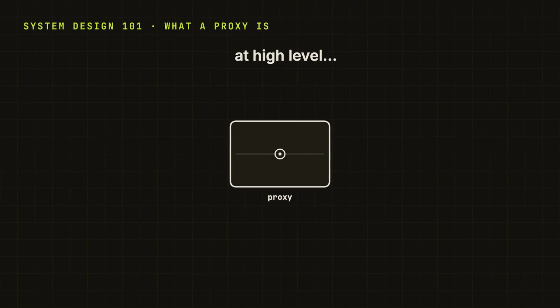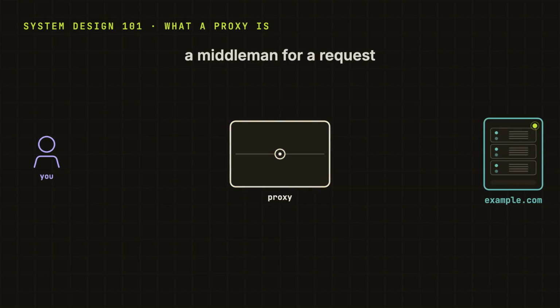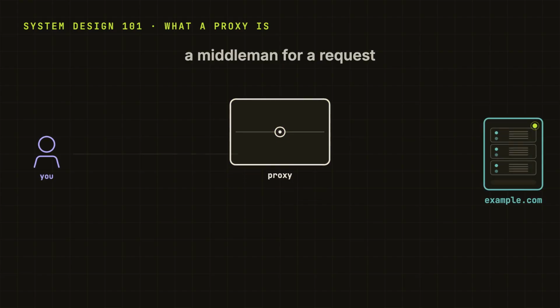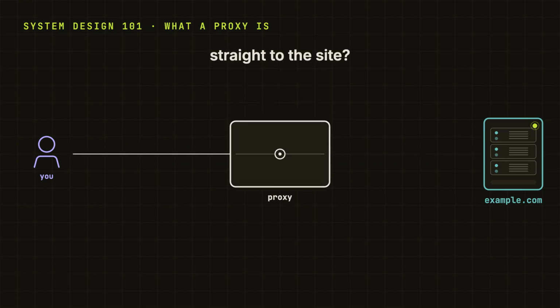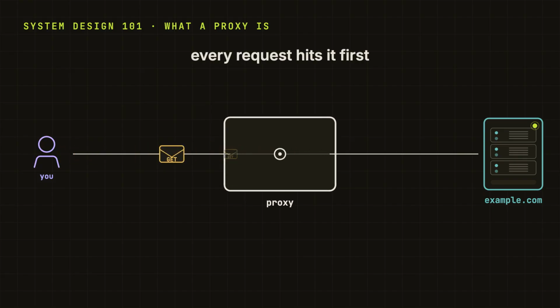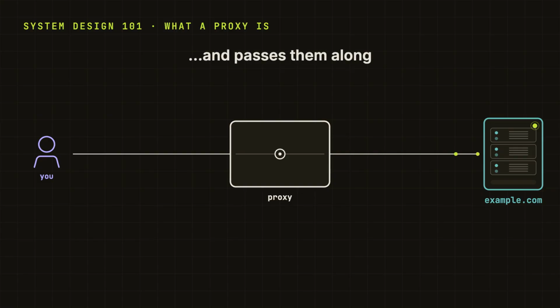Okay, so at a high level, every single one of these is the same thing underneath, a proxy. A proxy is just a middleman for a request. Instead of your request going straight to the destination, it goes to the proxy first, and the proxy passes it along. That's it. Let's say you open example.com, but you are on your office Wi-Fi. Your request does not go straight there. It hits the office's box first, and that box passes it along.